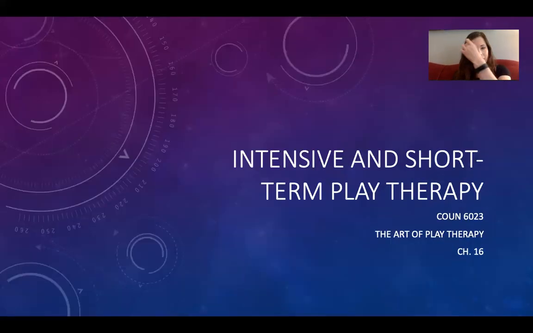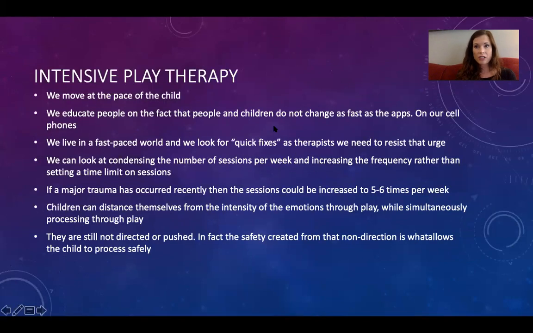So we're going to talk a little bit about intensive and short-term play therapy. This is an intervention for maybe a child who needs a little extra help or in a shorter time. The idea behind intensive play therapy is that you just do more sessions, but you don't push the child any faster. So you're sticking with the child-centered model, with the belief that the child has everything inside of them to make the changes they need on their own time. But you're just doing more sessions per week.